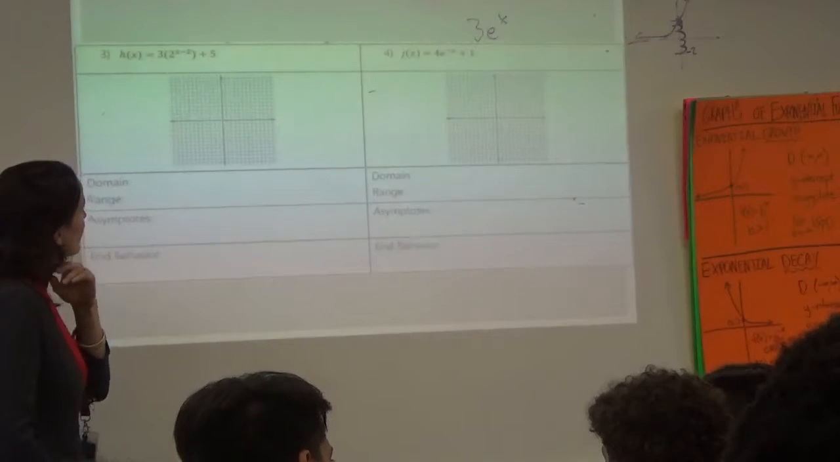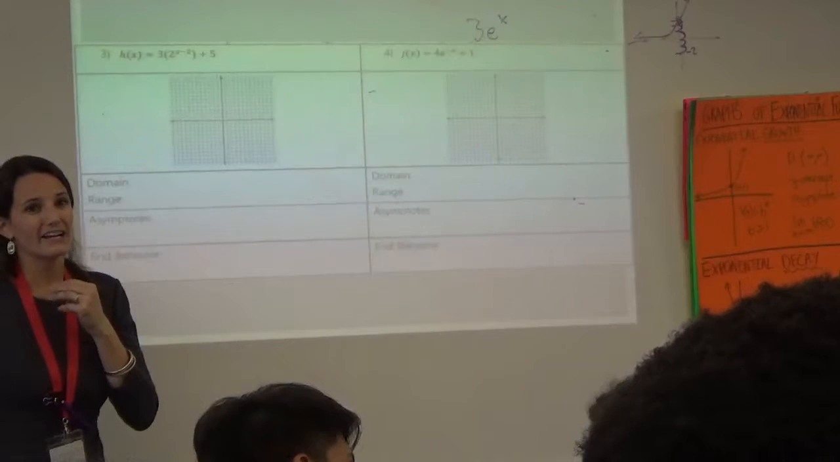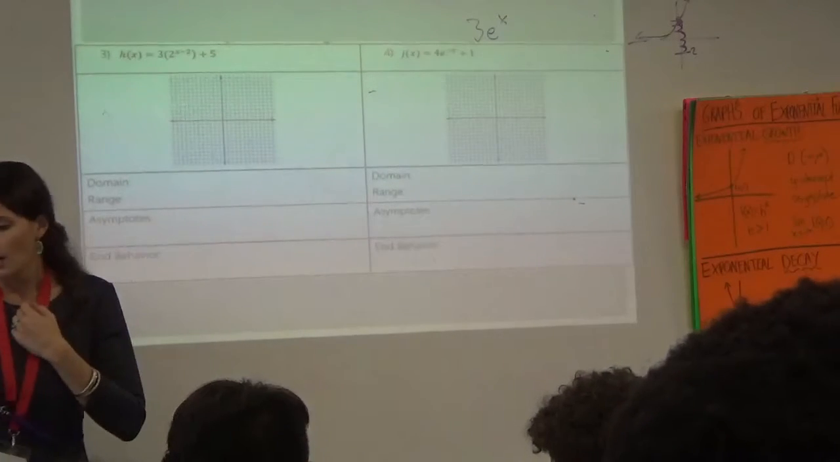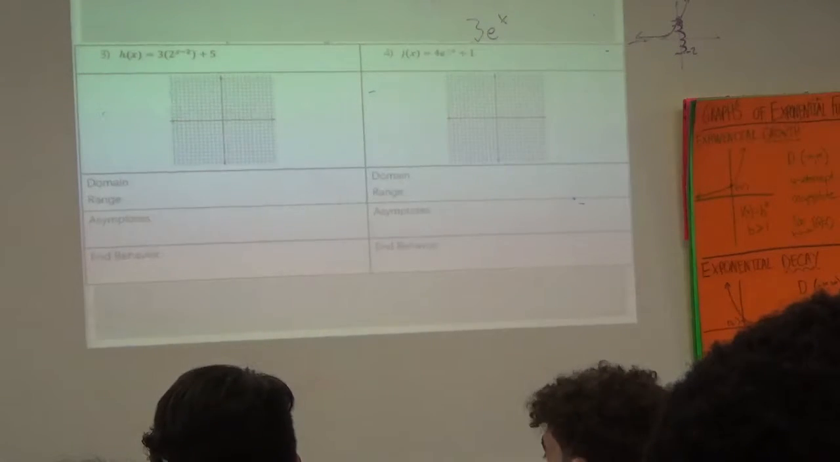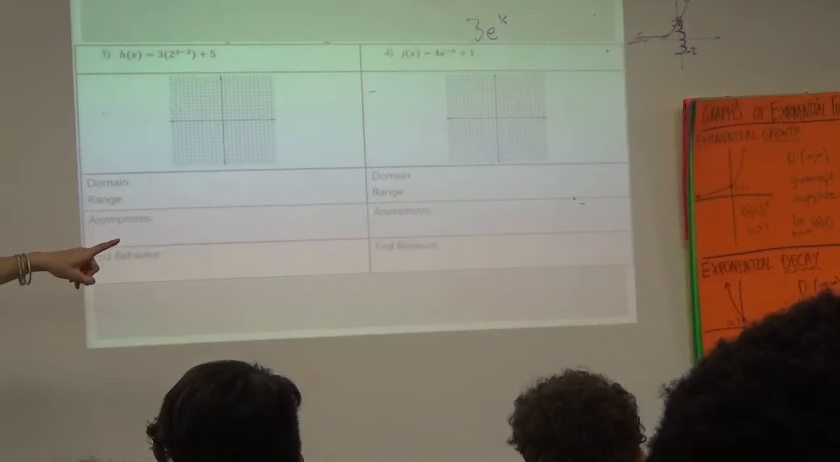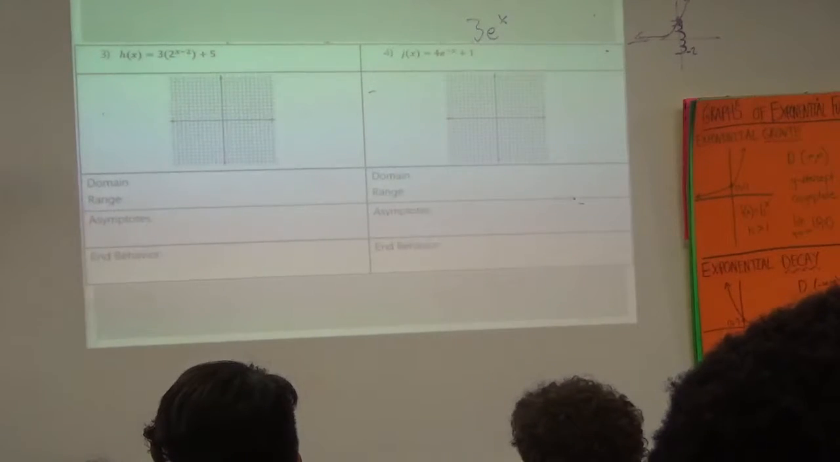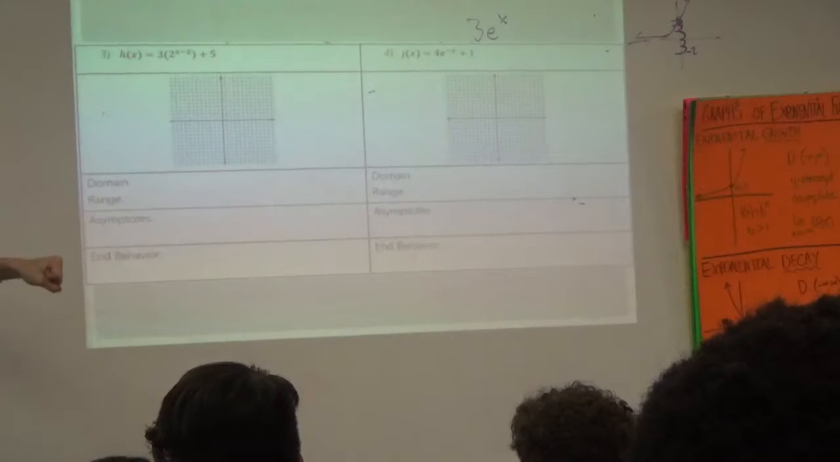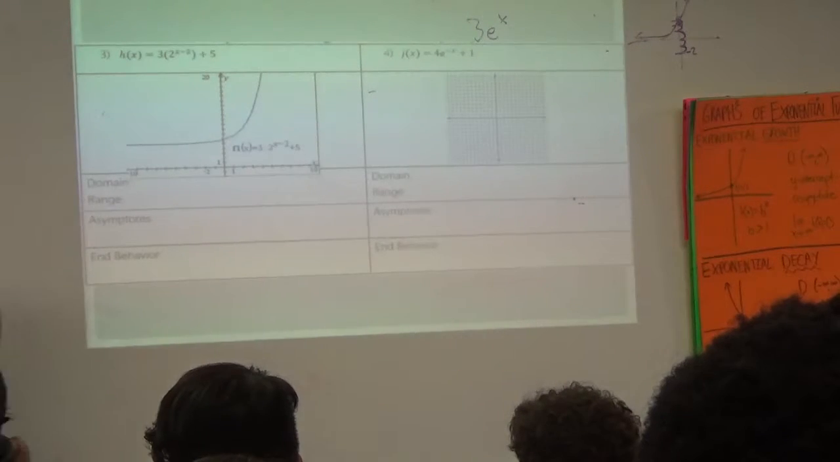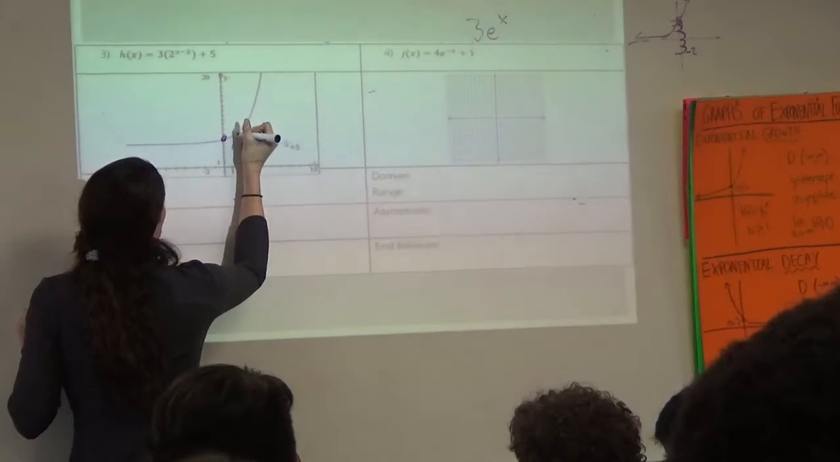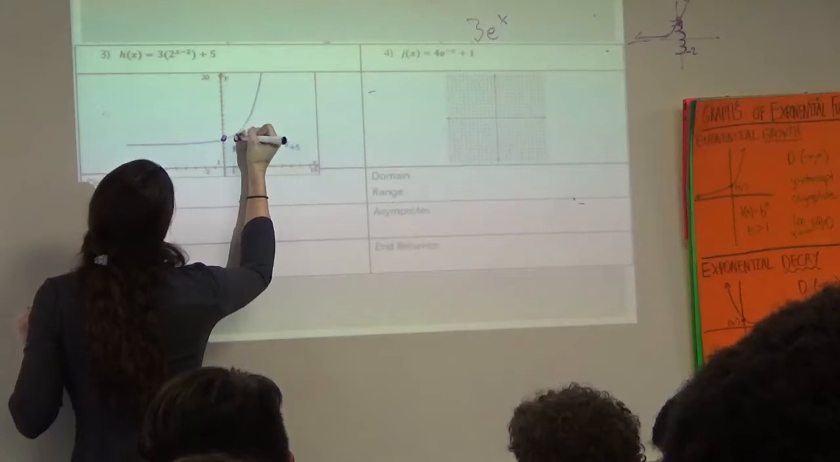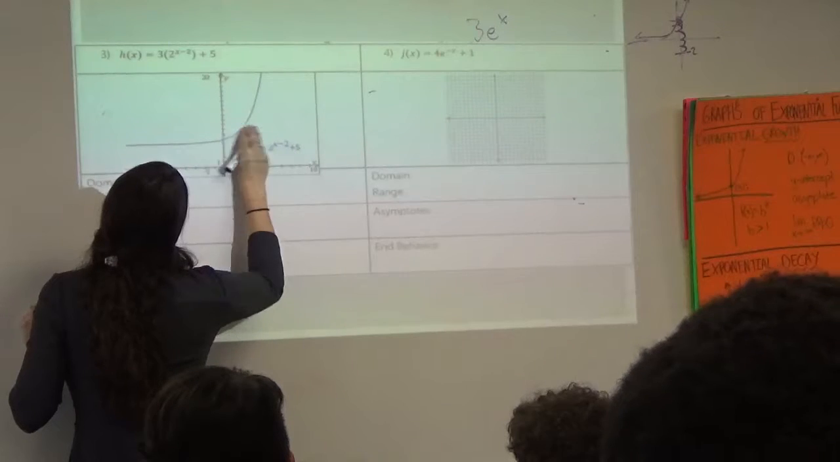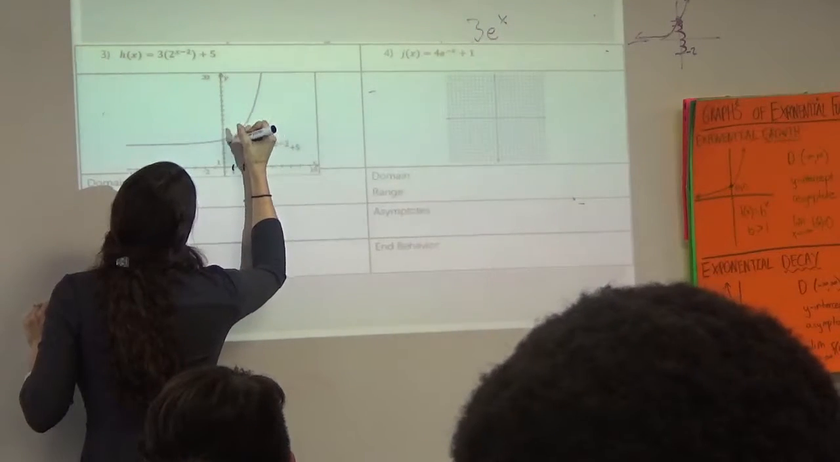Okay, so this one right here is our normal exponential growth graph, but it was shifted 2 that way, stretched 3, and then picked up and moved up 5, which lands it right here, where your point should have been at 2, 8.